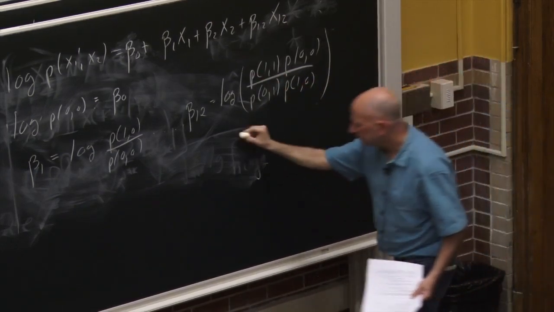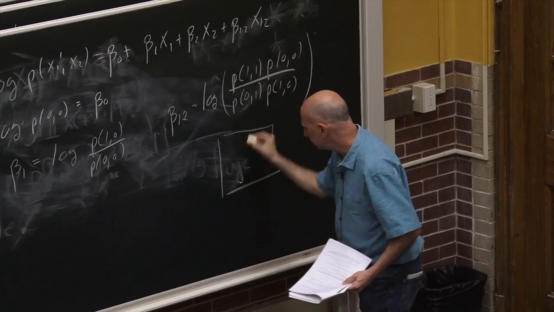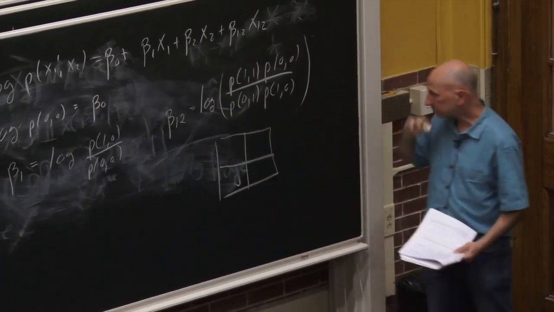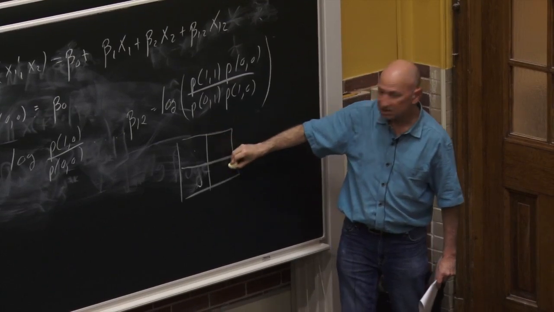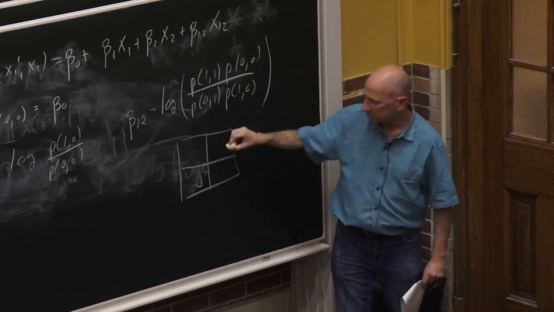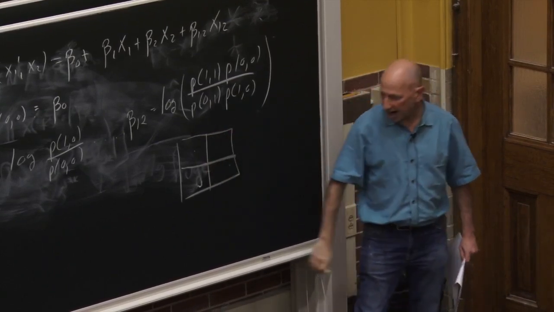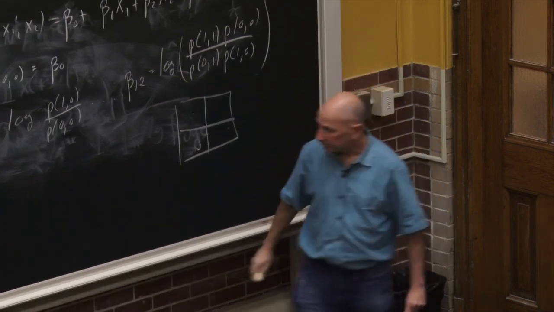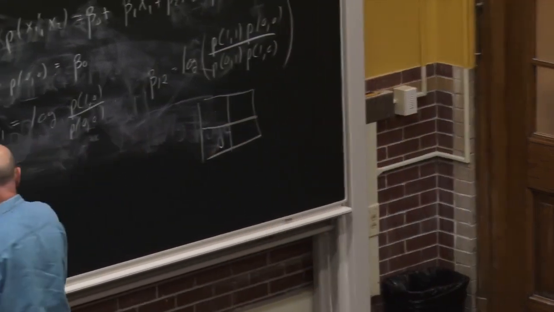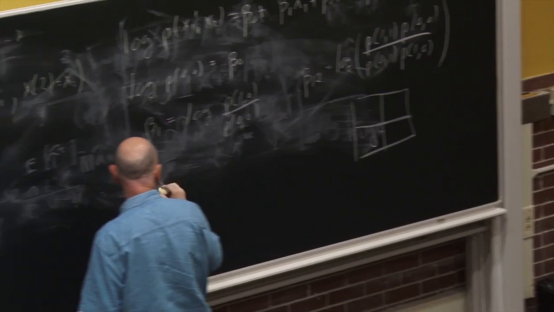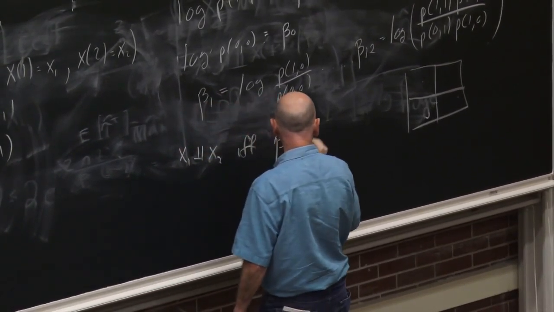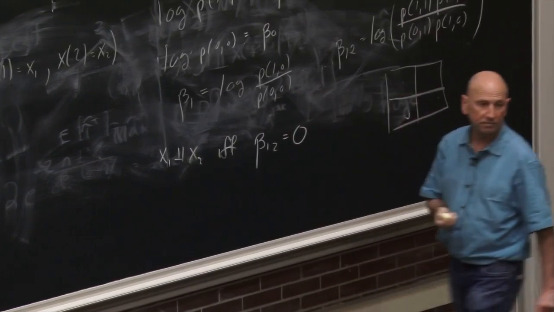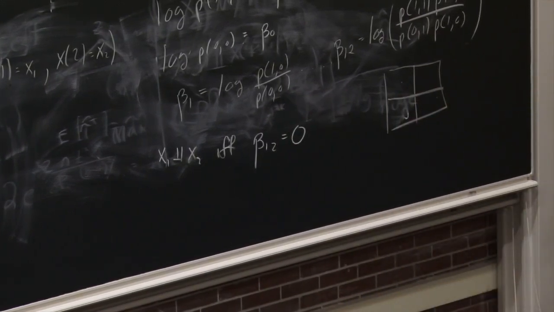What is that? If I go back to that table, what this beta 1, 2 is, is this number times this number divided by this number times this number. And you can check very easily the following thing: x1 is independent of x2 if and only if beta 1, 2 is 0. Just a little algebra to do to check that.